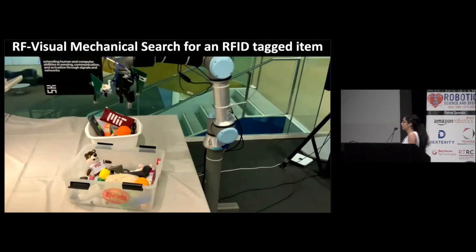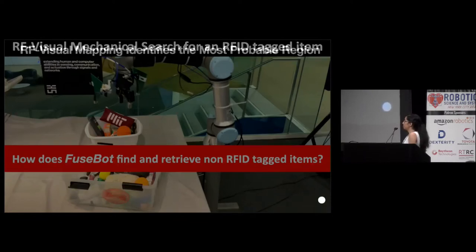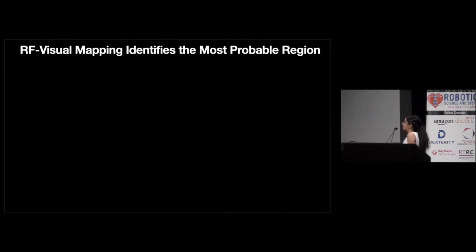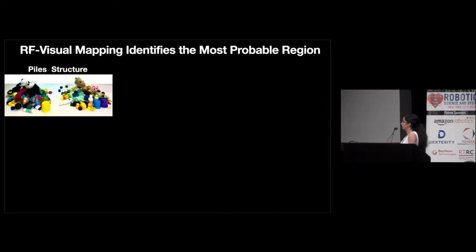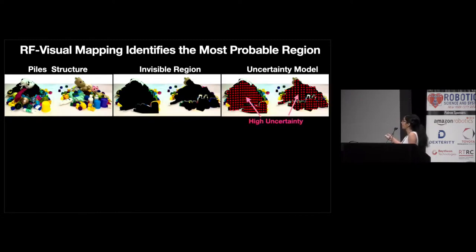But now, the question is, what if our item does not have any RFID? How does FuseBot go and grasp it? So our system uses RF visual mapping in order to identify the probability that our item is in each section of the pile. So for example, here is the pile structure in front of the robot, and these areas are invisible to the robot because they're under the surface of the pile, and not visible to the camera. So our system creates an uncertainty model using a voxel grid.